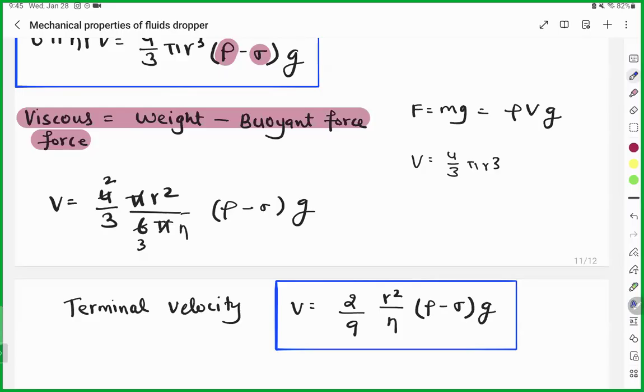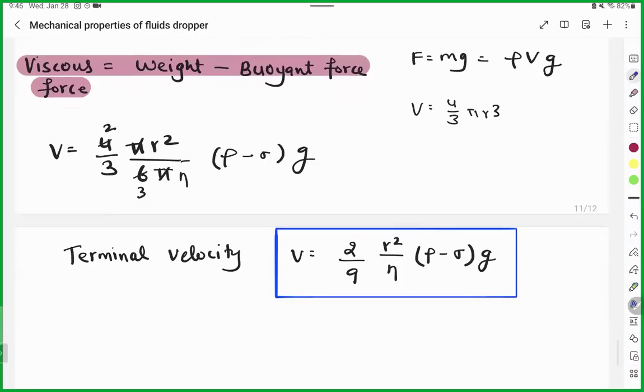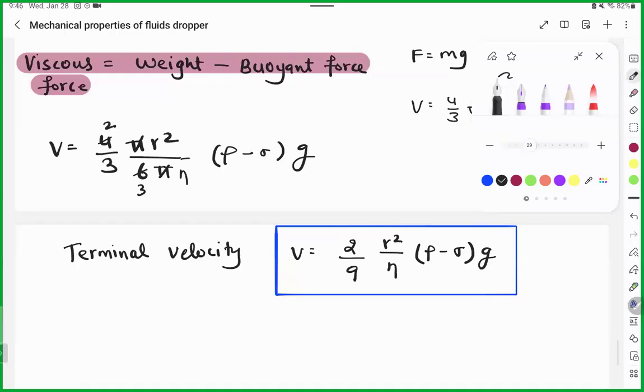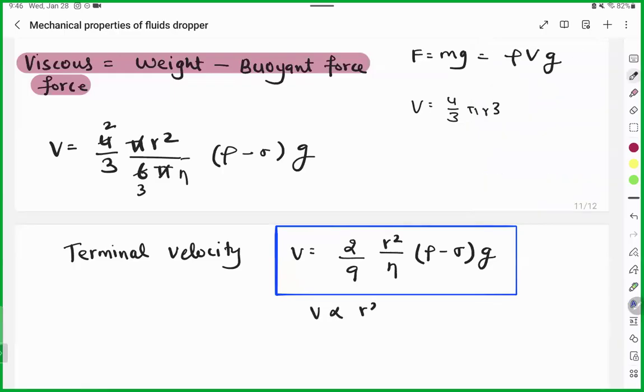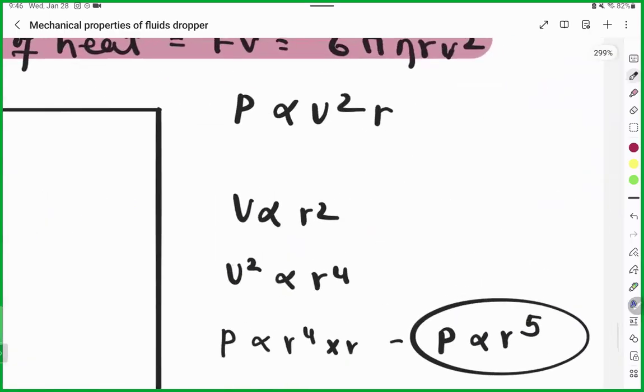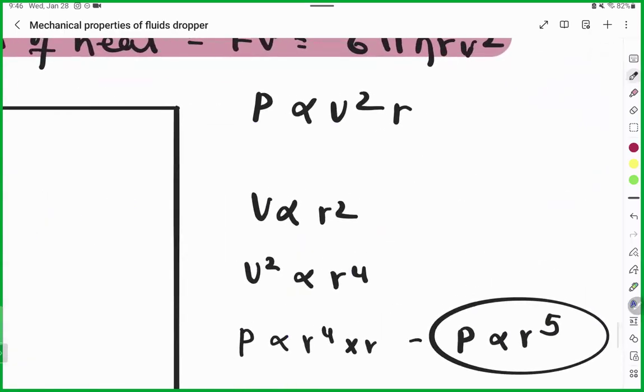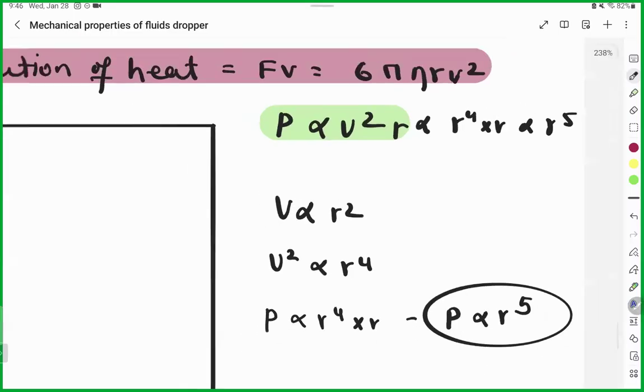Tell me guys, any doubt? So I told you in the question here velocity is directly proportional to r square. So velocity square will directly depend upon r to the power 4, and see what we did in this question. Your power directly depends upon v square into r. So v square means r4 multiplied by r, so it will be r5. Was this question easy and direct? But many people face difficulty in the same question.